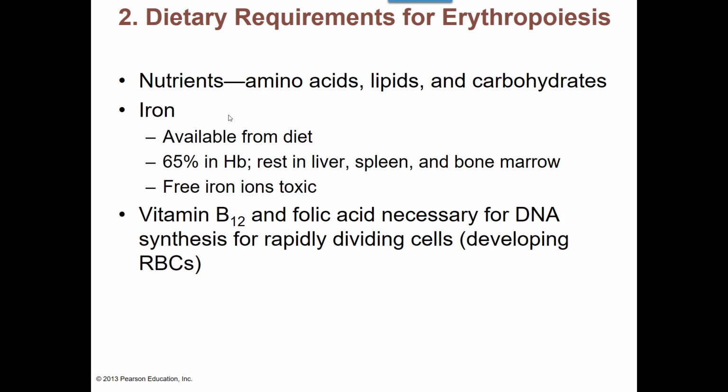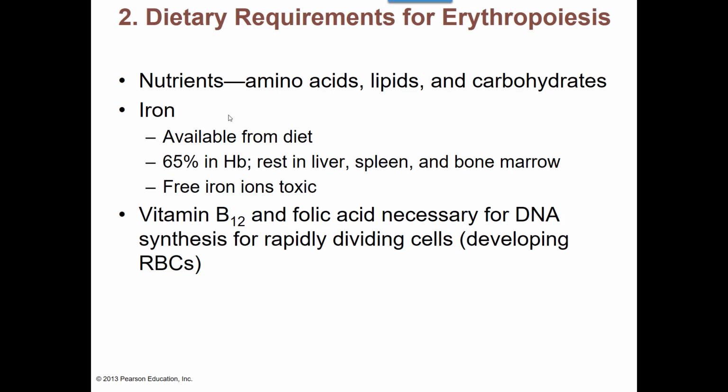None of it floats around in your body as free iron ions. It's always going to be bound to something else because free iron is toxic. We also need vitamin B12 and we need folic acid. It's necessary for DNA synthesis, especially when you're making cells. You need more DNA if you're making and dividing new cells.